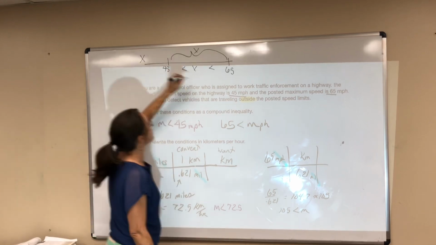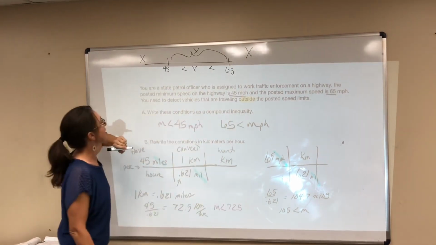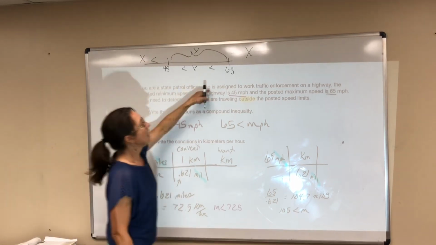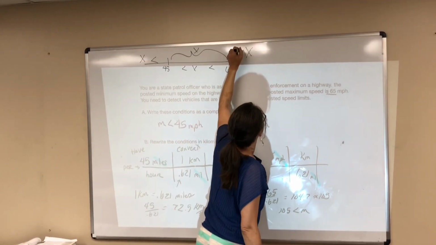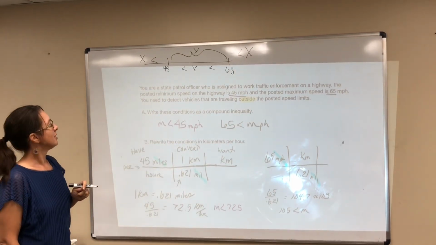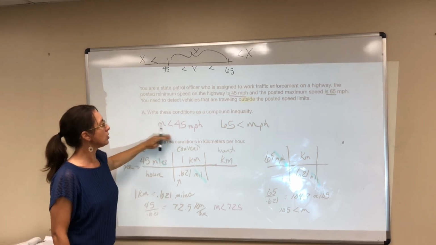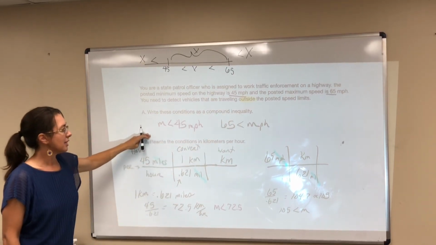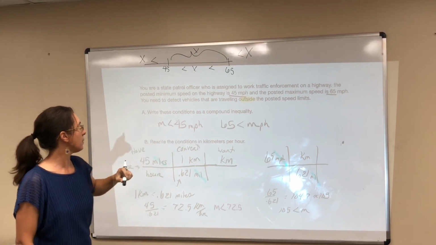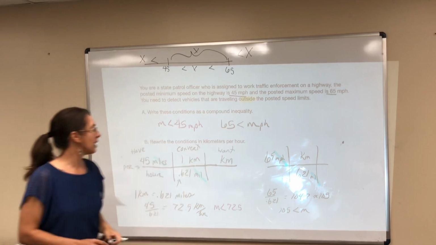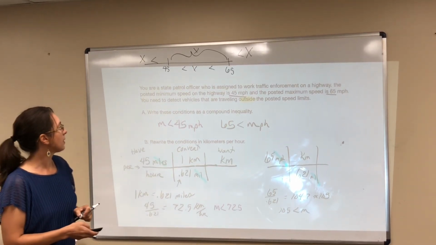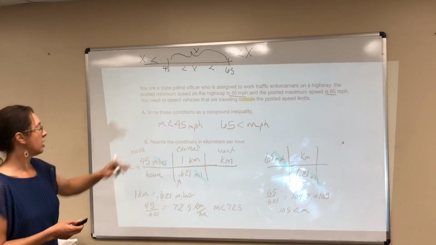You are not allowed to be over here or here. So you cannot be less than 45, and you cannot be greater than 65, right? So these are the two conditions that exist. You are looking for people who are less than 45 miles per hour or greater than 65 miles per hour, okay? So that's a good way to word it.